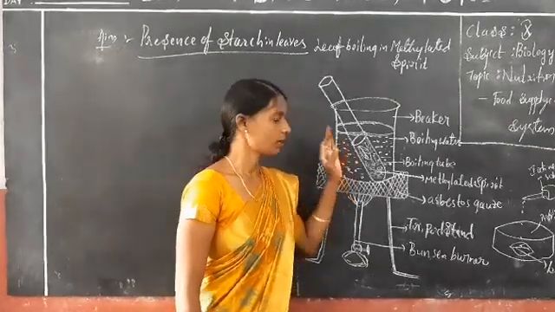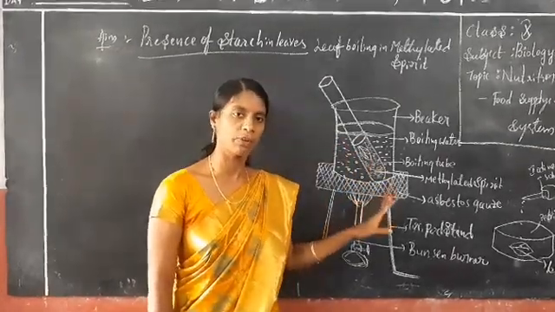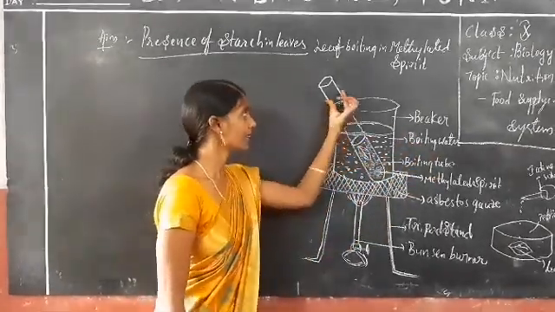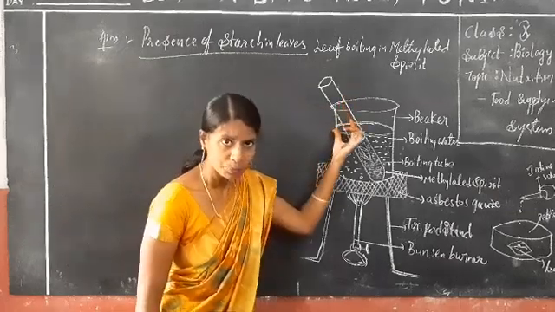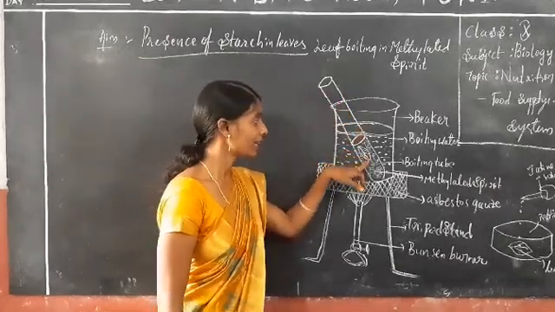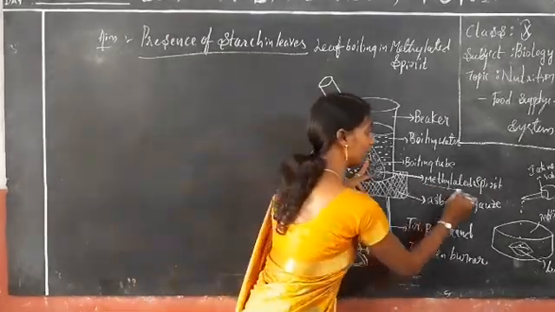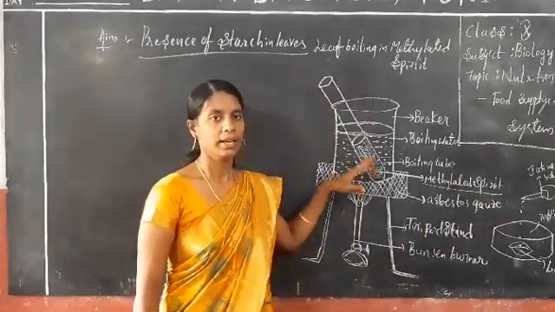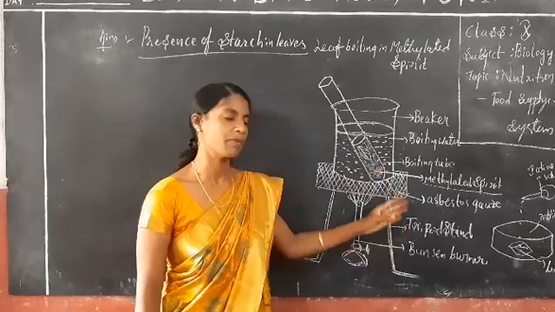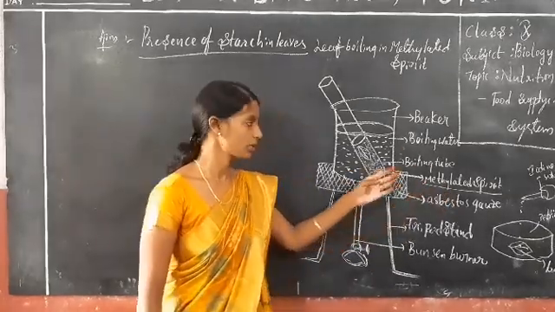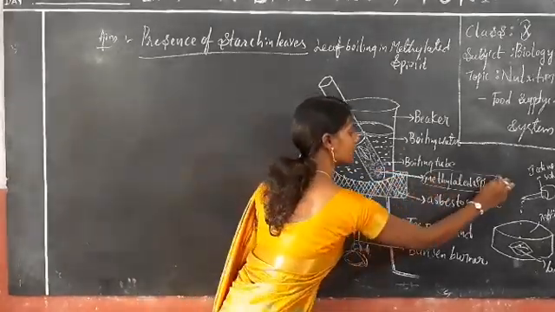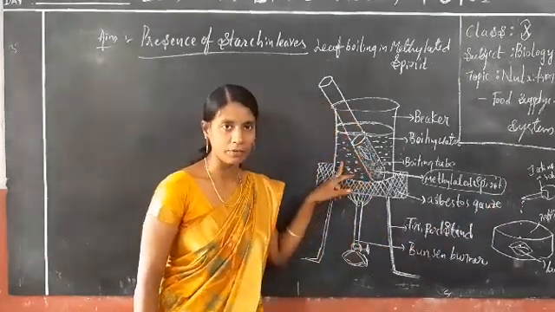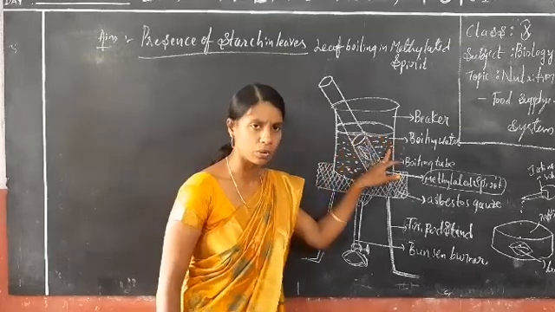After 30 or 40 minutes we are boiling the water, and after boiling the water we take a test tube. Inside we are taking some methylated spirit solution. Clear all of you? As you have seen in your textbooks, it is yellow in color. We are taking methylated spirit inside the test tube, not in the beaker. Clear all of you? The beaker contains only water.